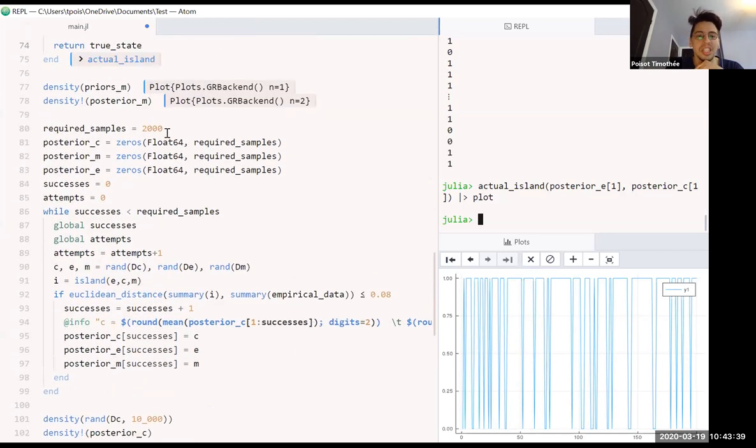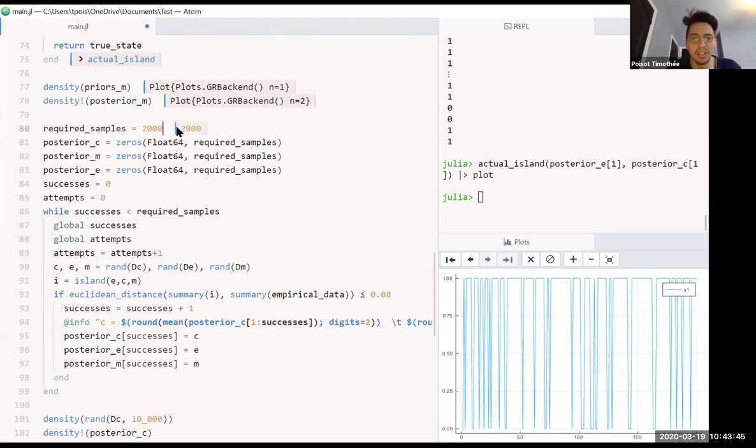We can do the same thing using an actual rejection scheme. So let's say we want to do 2,000 samples. So we pre-allocate 2,000 samples. At the beginning, we have made zero trials and got zero successes. And as long as we don't have the number of required samples that succeeded, we're going to try and generate samples. So let's do that.